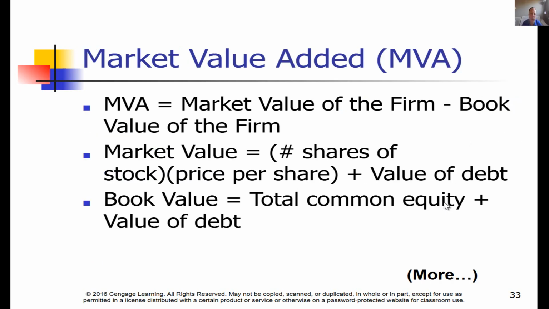Another measurement of company performance is market value added, or the market value of the firm minus the book value of the firm. The market value of the firm will be the number of shares outstanding times the stock price per share, plus what is commonly left off, the value of the debt. Whereas the book value is the total common equity plus the value of the debt.